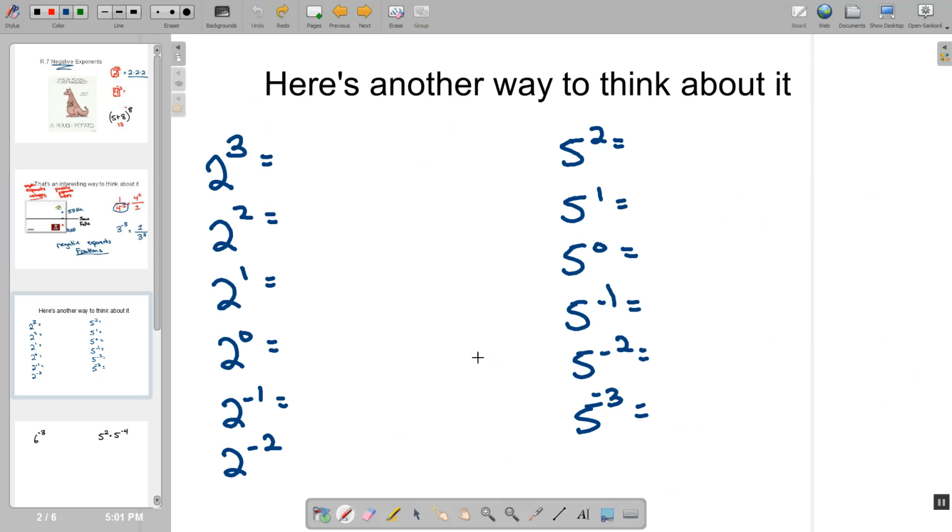So let's show another way to think about these problems. If we have 2 cubed, that's equal to 8, because that's 2 times 2 times 2.